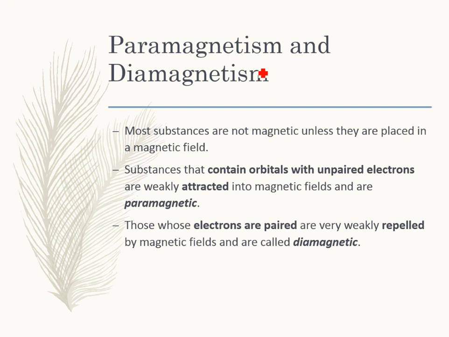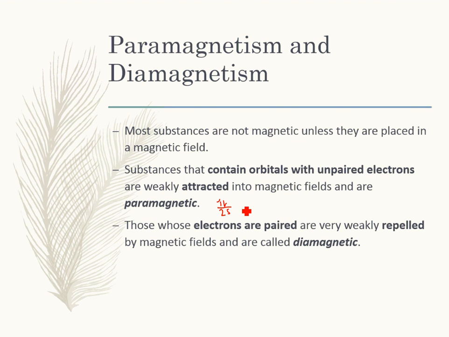Finally, our last topic, we're going to talk about magnetism very briefly. Paramagnetism and diamagnetism are features of electron configuration that predict the behavior of a substance in a magnetic field. Substances that have orbitals with unpaired electrons are weakly attracted to magnetic fields and are paramagnetic. So, for example, let's just do the valence shell of oxygen. Oxygen is a paramagnetic atom.